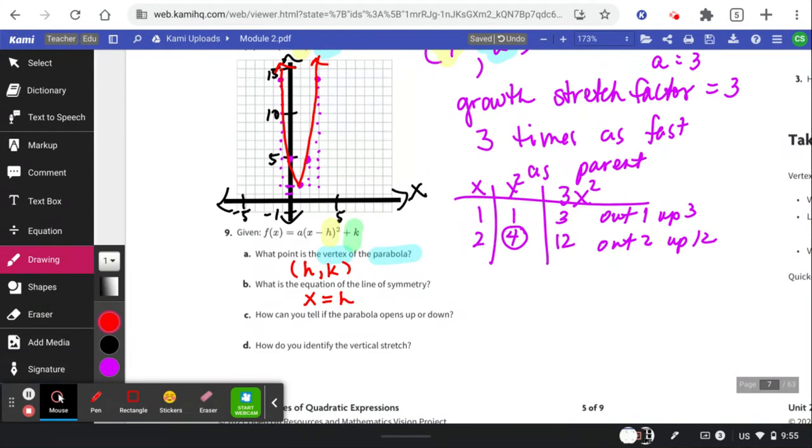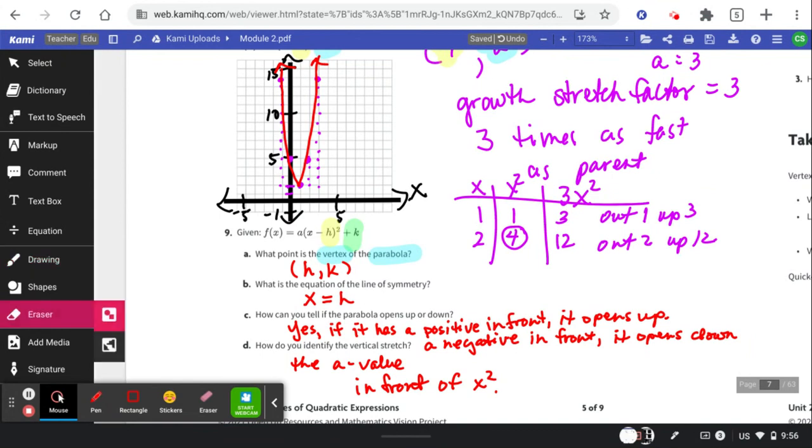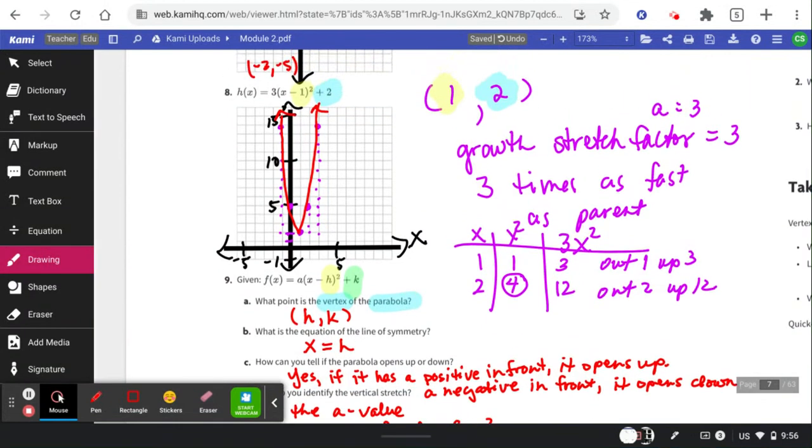Can you tell if the parabola opens up or down? Yes. If it has a positive in front, it opens up. If it has a negative in front, it opens down. How do you identify the vertical stretch? The a value in front of the x squared tells us how fast our graph is going compared to the parent.